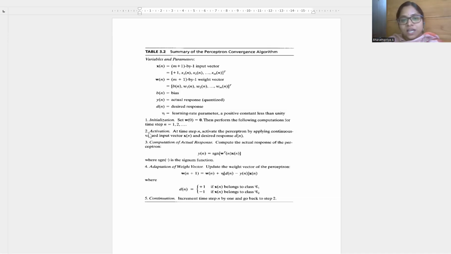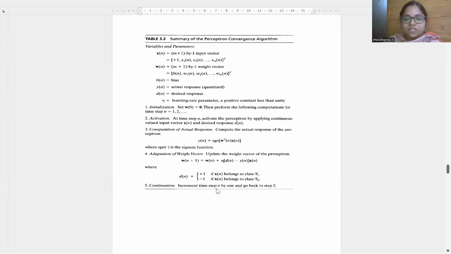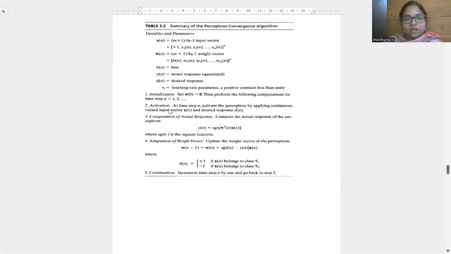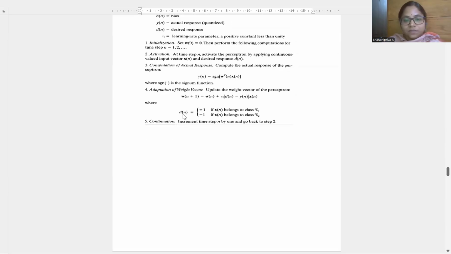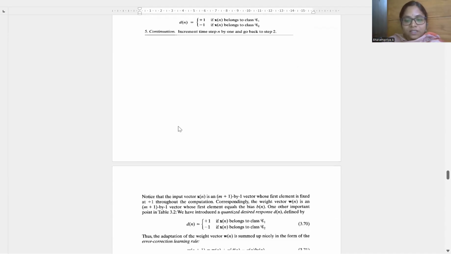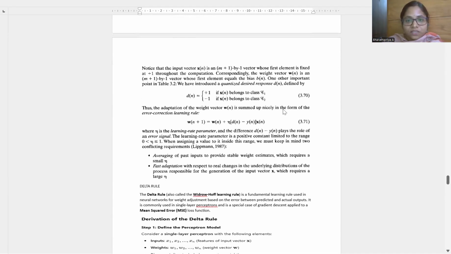After initialization, the activation of the neuron is done. After the neuron is activated, we compute the actual response using this formula. After computation of the actual response, we go for the adaptation of the weight vectors. Then the same process continues until there are no errors. So when does the convergence occur? The algorithm converges when the data set is linearly separable, that is, a hyperplane exists that separates the classes. Under these two conditions, the algorithm can converge. For example, problems like AND or OR gates can converge.